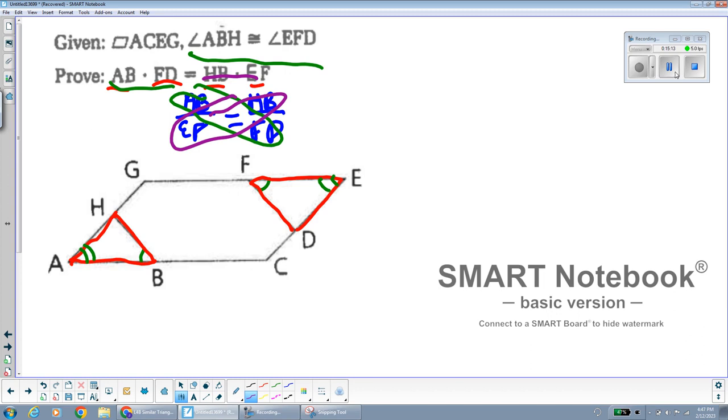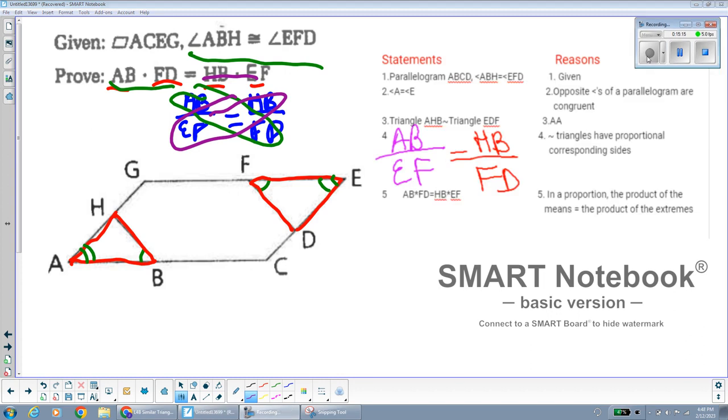Pause the video and try to write up. And here is the proof completely written up. So notice how I mentioned how the opposite angles of the parallelogram are congruent. And that gives us our AA, proving the triangle similar. Then after that, it's one more step to prove the proportion that we want.